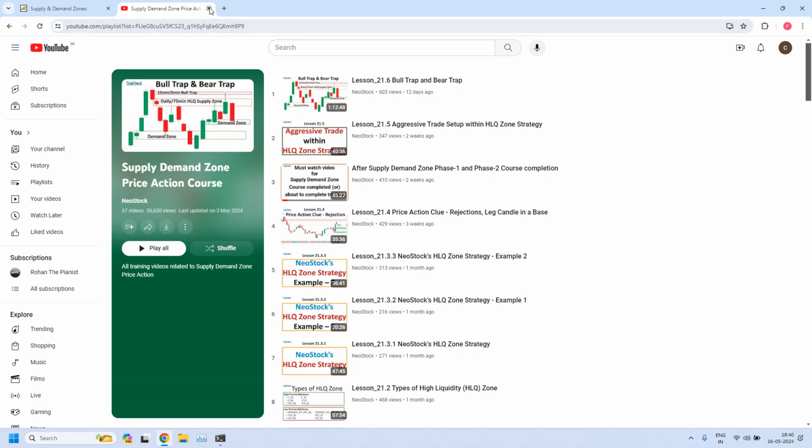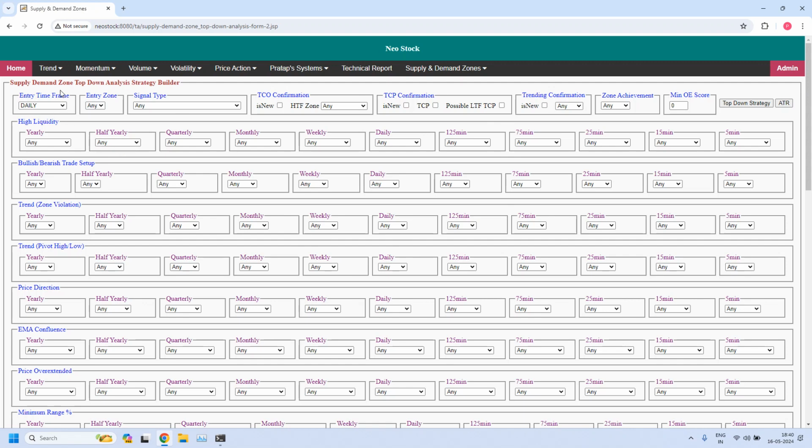Now let's get into the report generation with the help of NeoStock software, supply demand zone top-down analysis strategy builder. The first report we are going to generate is the bullish trade setup for a daily income trade. For daily income trade, entry time frame is 15 minutes. For daily income trade bullish trade setup, entry zone should be demand zone. And also the parameter bullish or bearish trade setup, the third row in this particular report. Because our entry time frame is 15 minutes, in 15 minutes time frame, you need to select the value bullish. That means we are going to generate bullish report for daily income trade.